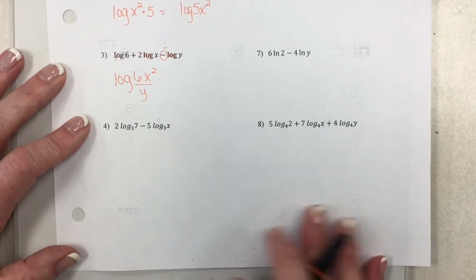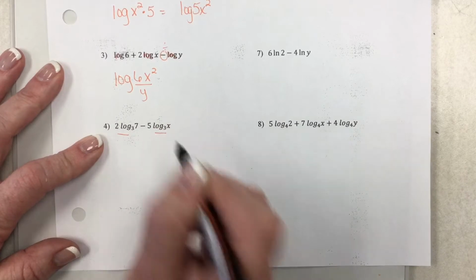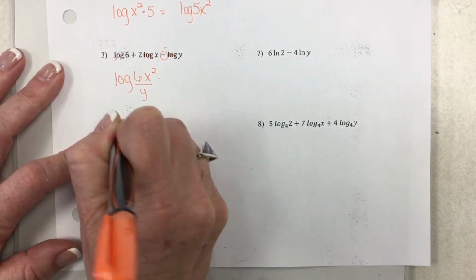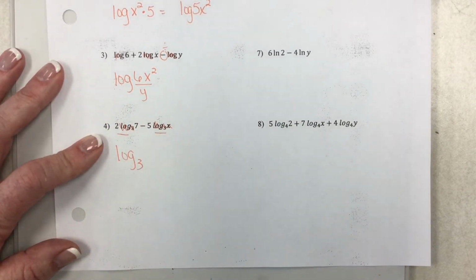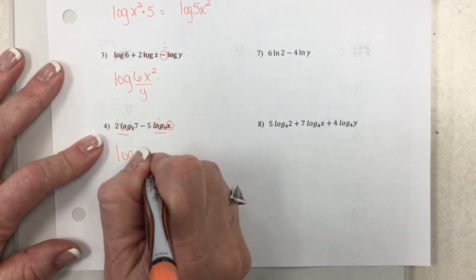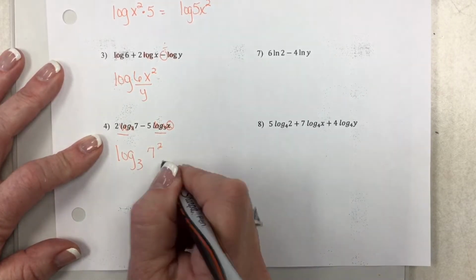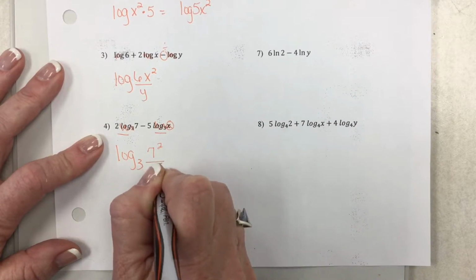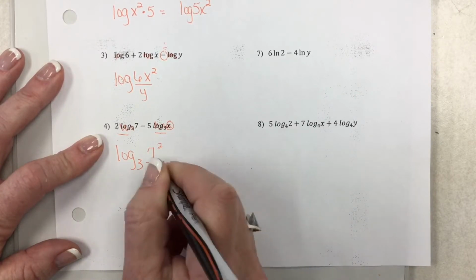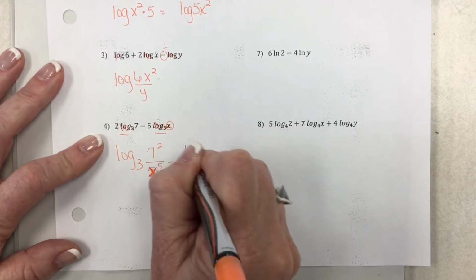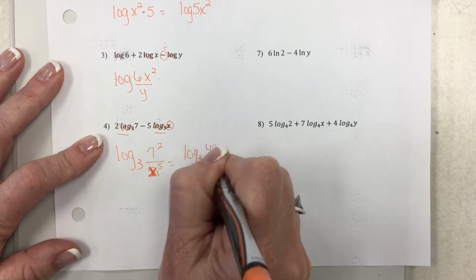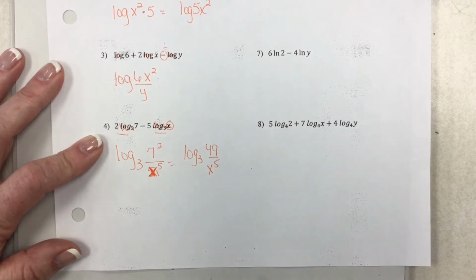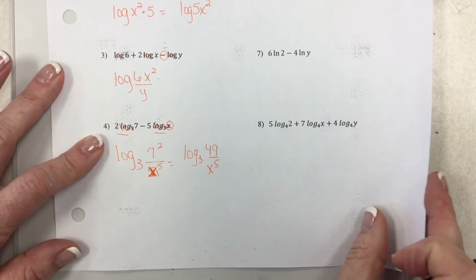Number 4. I have 2 logs. I'm going to only write it 1 time. Oops. Didn't mean to scratch off my x. I was getting a little excited there. So I get 7 squared divided by x to the 5th. What is 7 squared? 49 over x to the 5th. Okay?